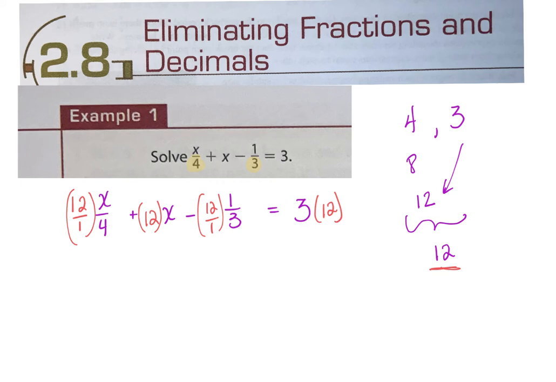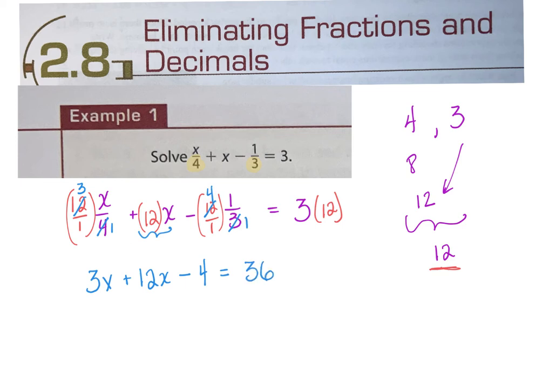Once I do that, I'm going to simplify each piece of it. So if I look here, is there anything I can cross cancel? Since you used the least common multiple, I promise there will be. So the 4 and the 12 will cancel, and I will just get 3, 3x over 1, so that is just 3x. 12 times x is just 12x. Minus, cross cancel here, the 3 and the 12 cancel. I get just a 4. And on the right hand side, I get 36.